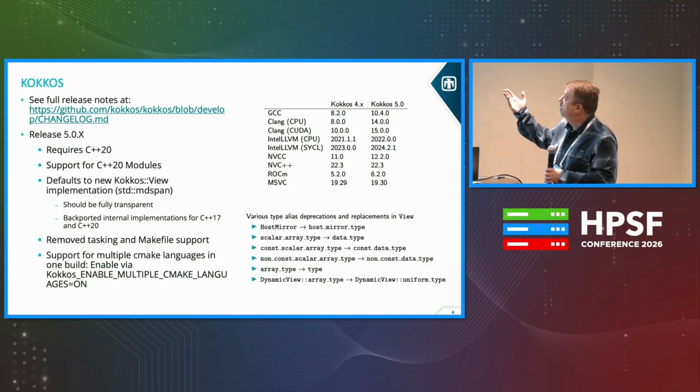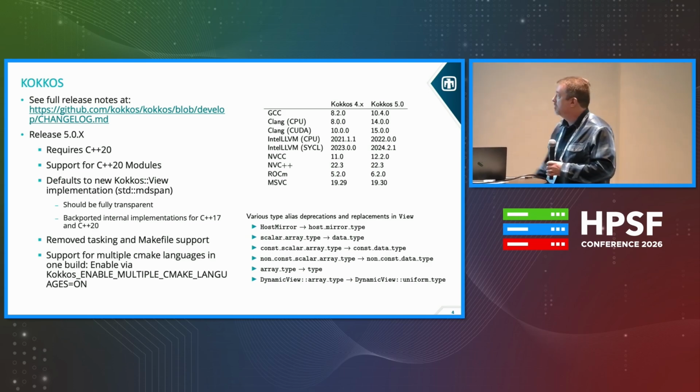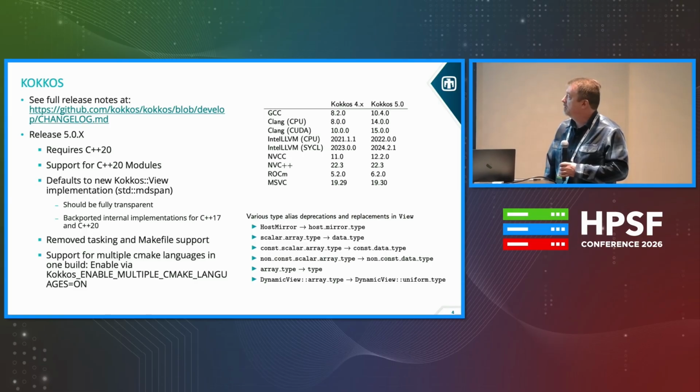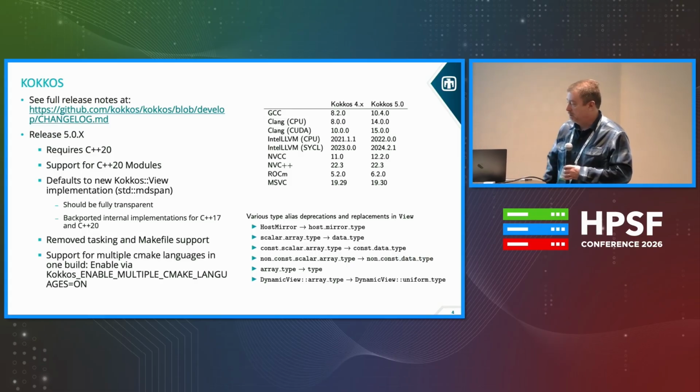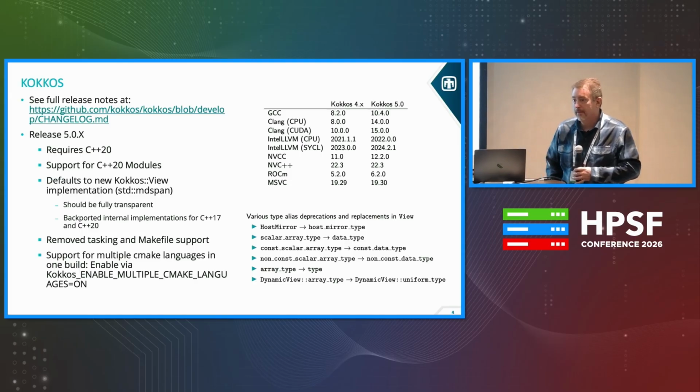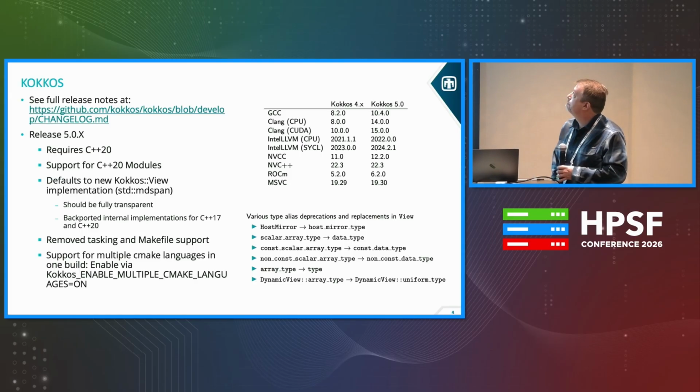Okay, so again, the minimum compiler versions, we had to tag along with Kokkos 5, so we're restricted to that. I think in your application codes, the more important thing is that there were a lot of type alias deprecations. So the big one, HostMirror, and ScalarArray is now DataType, those kind of things. So that's just simple stuff to search and replace on. I'm not positive on the GCC version for Kokkos 5. I thought they bumped it again, but I'm not 100% sure.